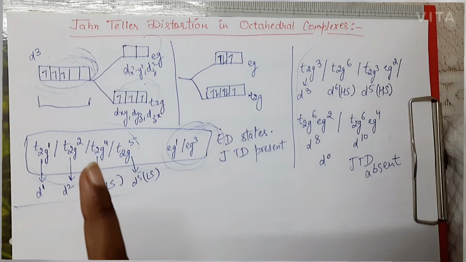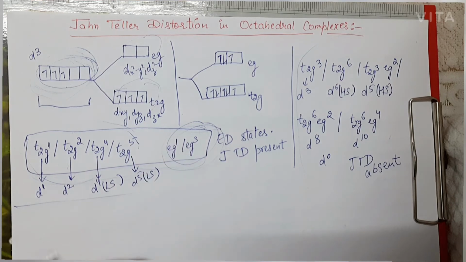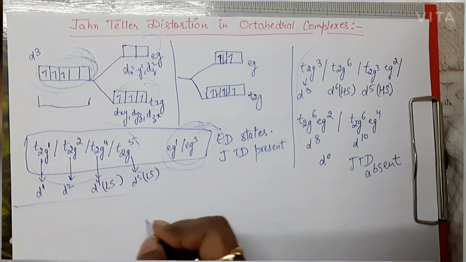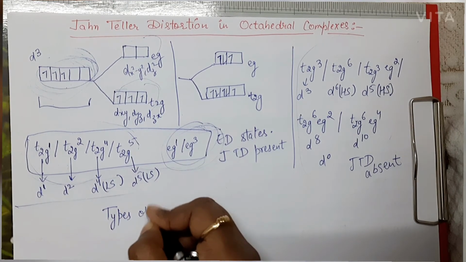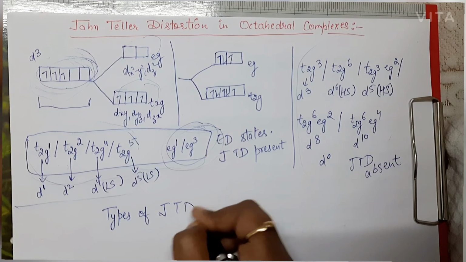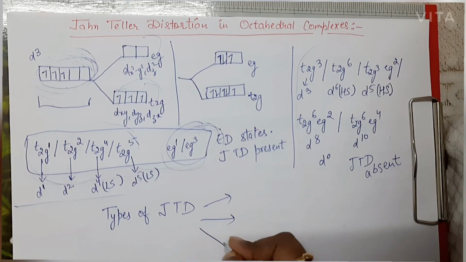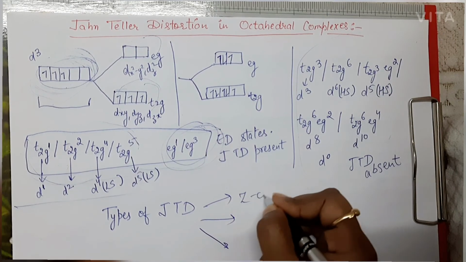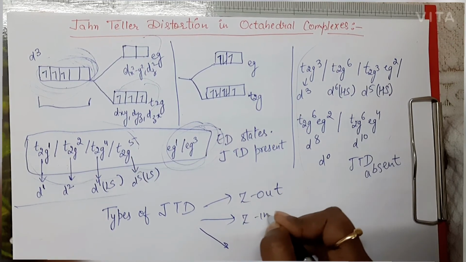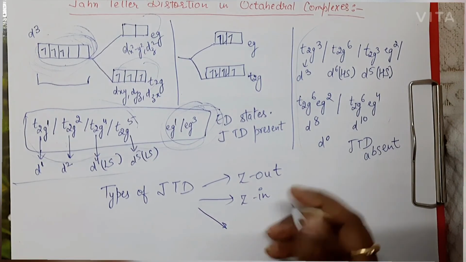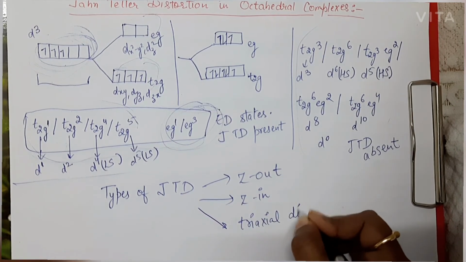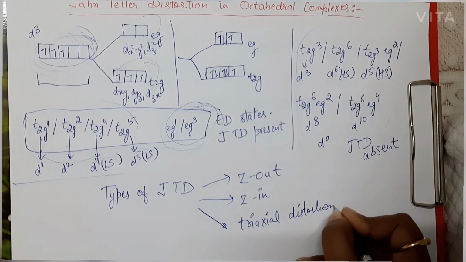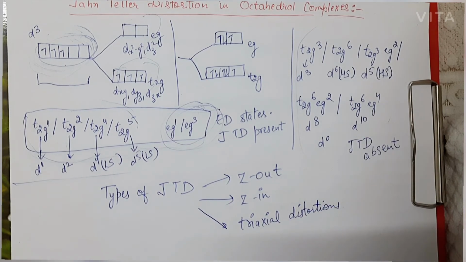So now with this we will be moving on to types of Jahn-Teller distortion, although I'm just going to tell you what the types are, and we will discuss them in the next video. The types of Jahn-Teller distortions will be 3 types basically. One will be Z out, one will be Z in, and one will be triaxial distortions. So basically these are the 3 types of Jahn-Teller distortions which we have to study.